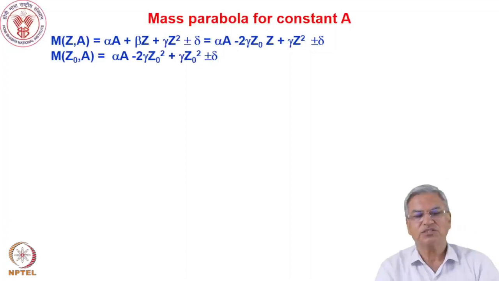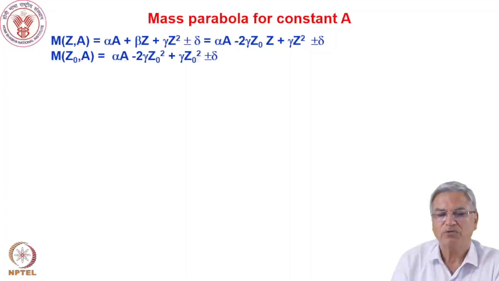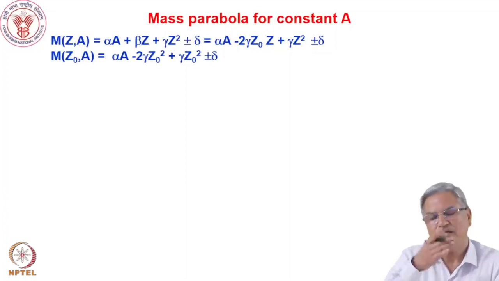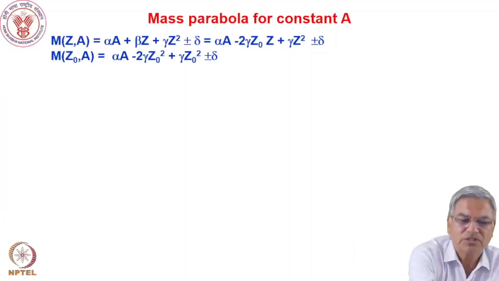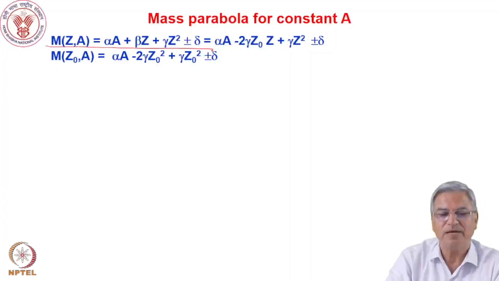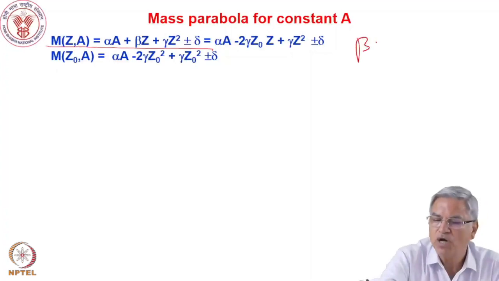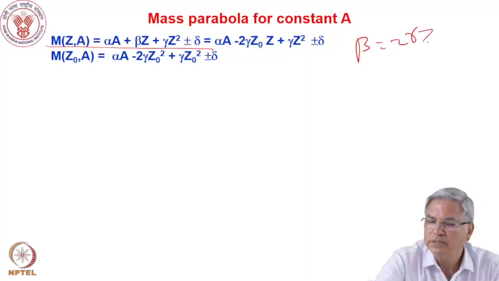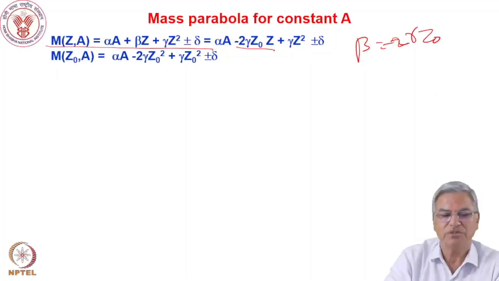So now let us discuss the isobaric chains for a particular mass number wherein the beta plus and beta minus decay is going to take place. We just discussed that the mass can be written in terms of alpha A plus beta Z plus or minus gamma Z square plus or minus delta, and the beta can be replaced by minus 2 gamma Z0. So I have put here minus 2 gamma Z0 into Z plus gamma Z square.